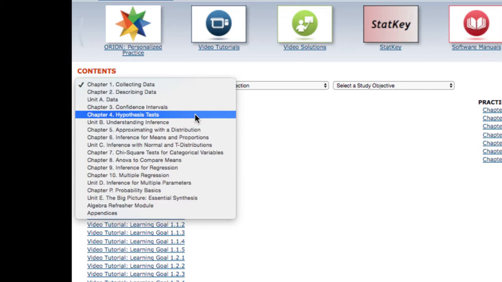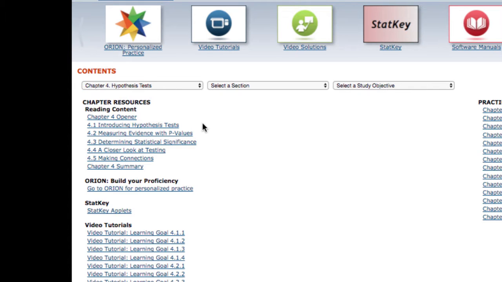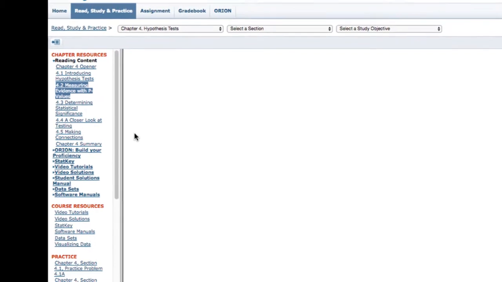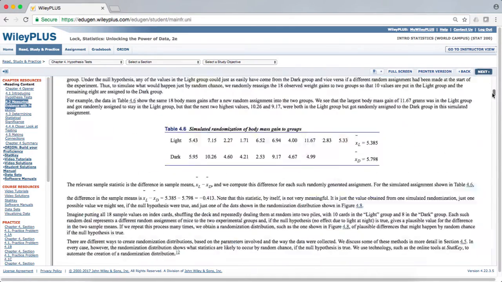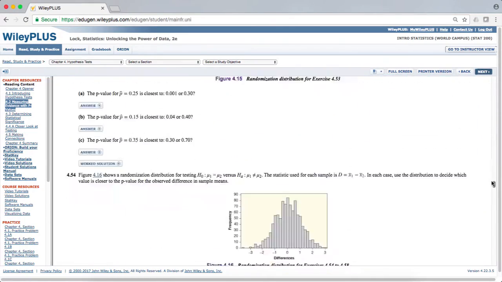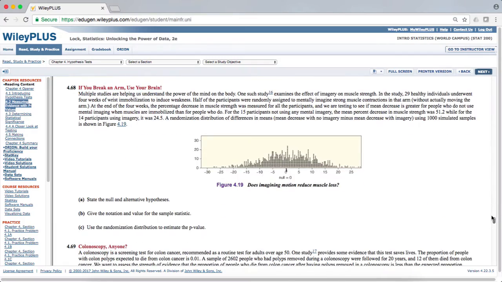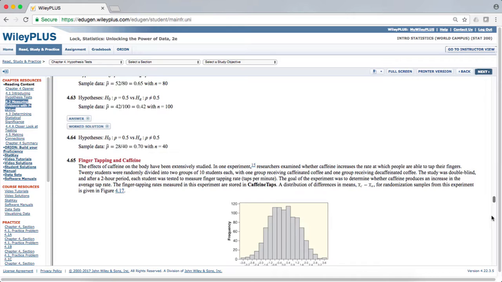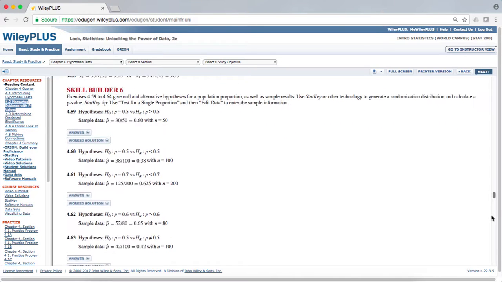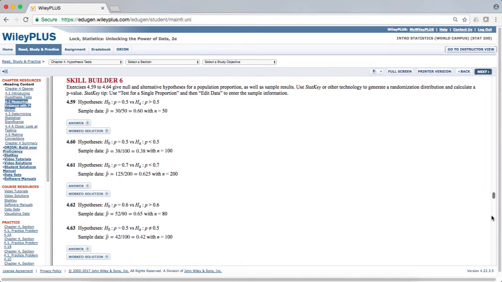So we go to Chapter 4, Section 2. And if we scroll to the end of this section, we can find all of the questions that you get in WileyPLUS. We want 4.59. So this is Skill Builder 6. If you're using a paper copy of the textbook, this is page 283.